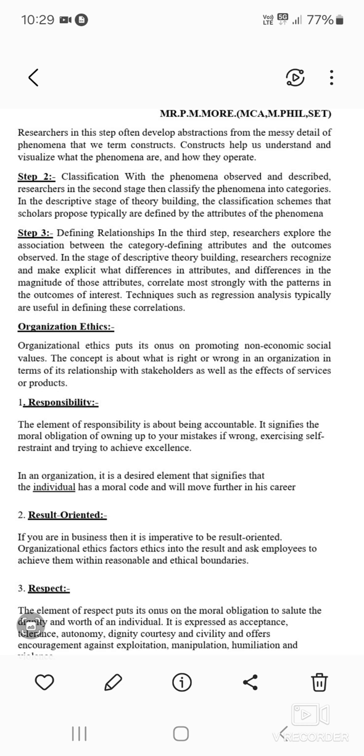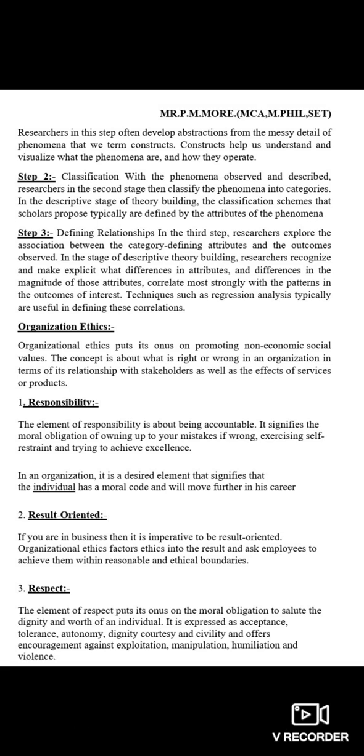The concept is about what is right or wrong in an organization in terms of relationship with stakeholders as well as effects of services or products. First ethic is responsibility. The element of responsibility is about being accountable. It signifies the moral obligations of owning up our mistakes if wrong.